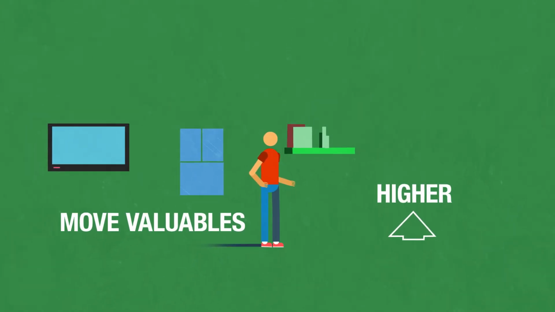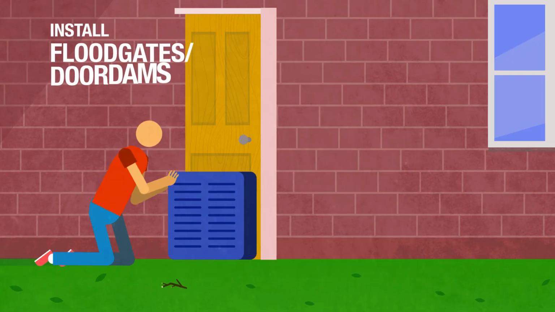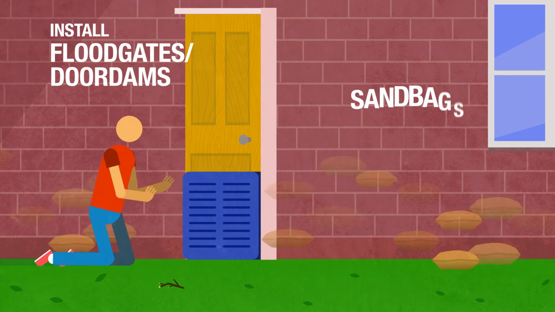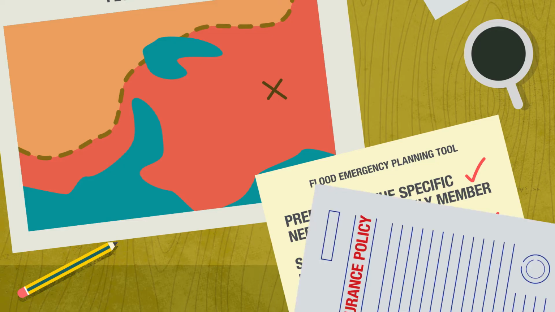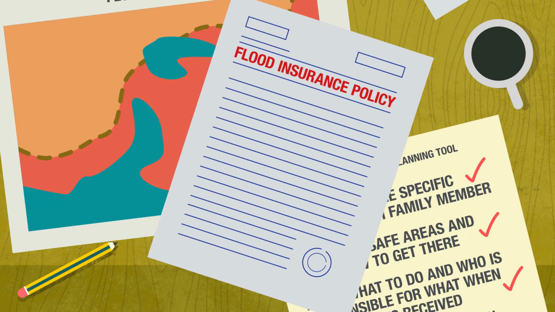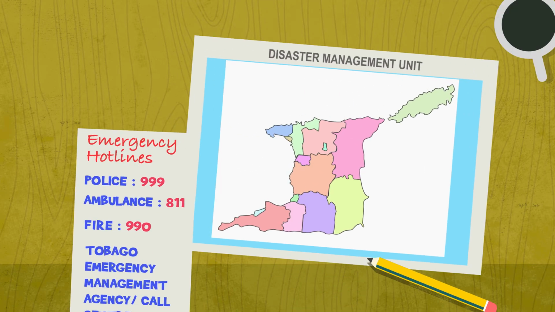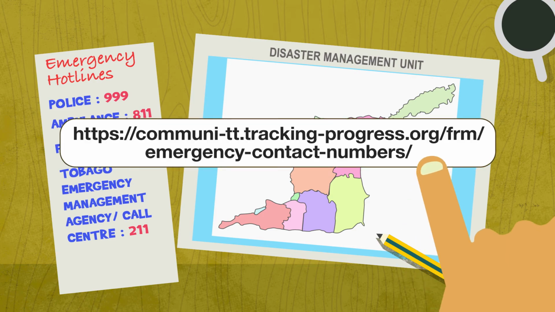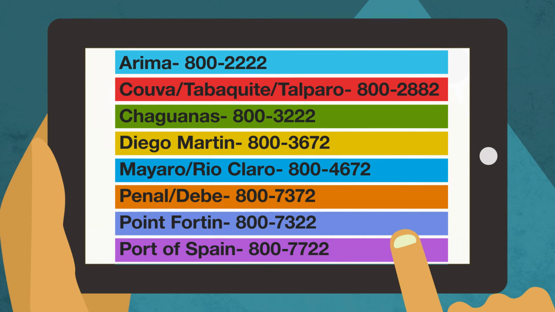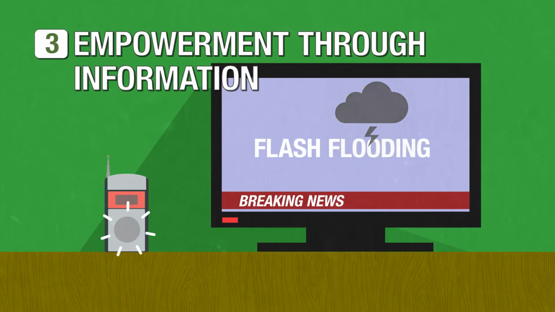Reinforcing your home. Where possible, elevate your living space. Install floodgates or door dams, and have pre-filled sandbags handy to build a wall where possible. Purchase flood insurance for your property. Keeping an emergency kit in a location easy to get to but unlikely to flood. Knowing the contact information for local hotlines and the nearest safe locations or shelters and multiple routes to these should one get blocked. 3. Empowerment through information.